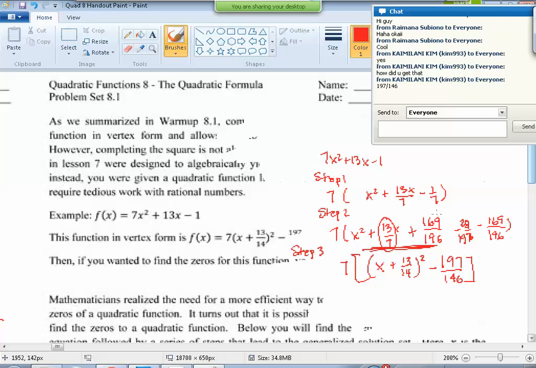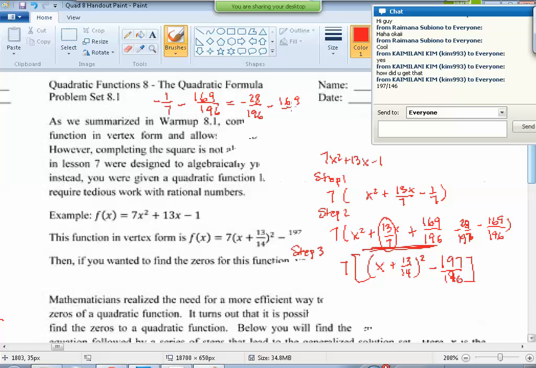Negative 1/7 minus 169 over 196. I'm sorry, it's not a 46, it's a 96. I got that from negative 1/7 minus 169 over 196. What I need to do, and this is like 4th grade stuff, if I want to add 2 fractions, I got to make the denominators the same. So 1/7 is the same as negative 28 over 196 minus 169 over 196.